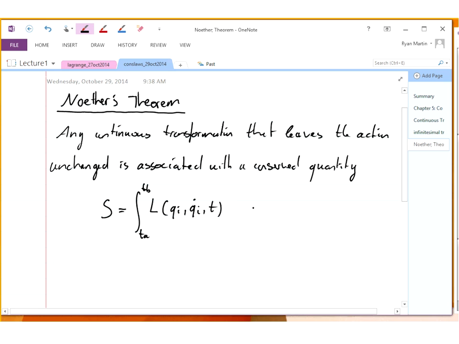So when I write something as a function of qi, it presumably depends on all of the q's and all the qi dots. Okay? So to say that the action is unchanged under a transformation of variables means that this integral is equal to the integral over some different range in time, so some transformed time, ta prime to tb prime, of the Lagrangian of the transformed coordinates qi prime, qi dot prime, and t prime dt prime. So it means that this equality is satisfied to say that a continuous transformation leaves the action unchanged. And you note maybe, oops, I forgot the dt in the first integral.